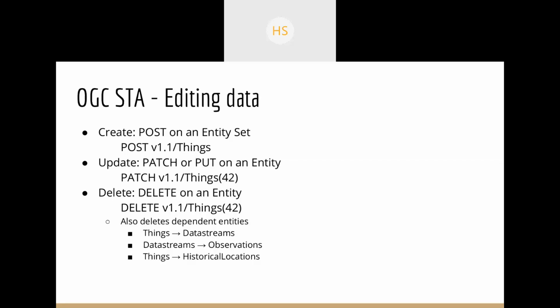And you can also delete entities from a server with the HTTP DELETE keyword. So if I make a DELETE on Thing 42, then Thing 42 is deleted. And that also deletes all the dependent entities. A datastream has to have a thing, so if I delete Thing 42, then all the datastreams of the thing will also be deleted. And an observation has to have a datastream, so if the datastream is deleted, the observations in that datastream are automatically also deleted.